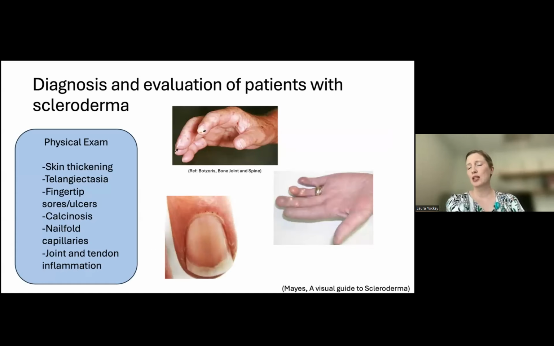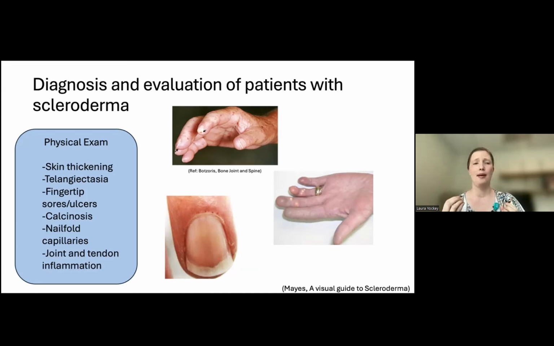For some of the physical exam findings we look for, again, we'll typically do a full physical exam, but there are a number of characteristic findings that can help us come up with a diagnosis, including skin thickening. I talked about this specific pattern, starting in the hands and extending up the arms and involving the rest of the body. Telangiectasia is essentially these red dots, which can be a hallmark of scleroderma as well.